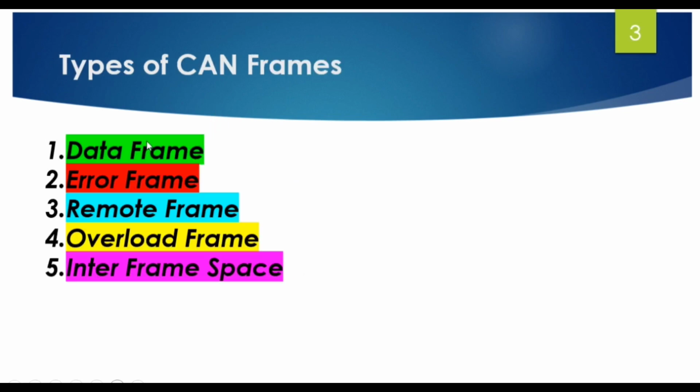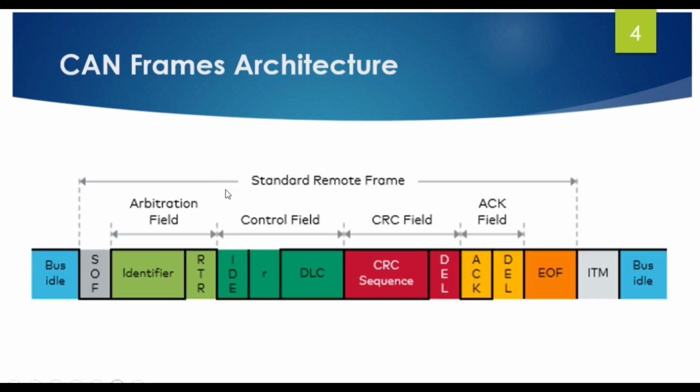So the first one is types of CAN frames. There are 5 types of CAN frames: data frame, error frame, remote frame, overload frame, and interframe space. All this I will be covering in the next videos. Maybe in this video I will be covering the data frame and CAN architecture only, and then in the next video I will be covering the remaining types of CAN frames. So let's see the CAN frame architecture.